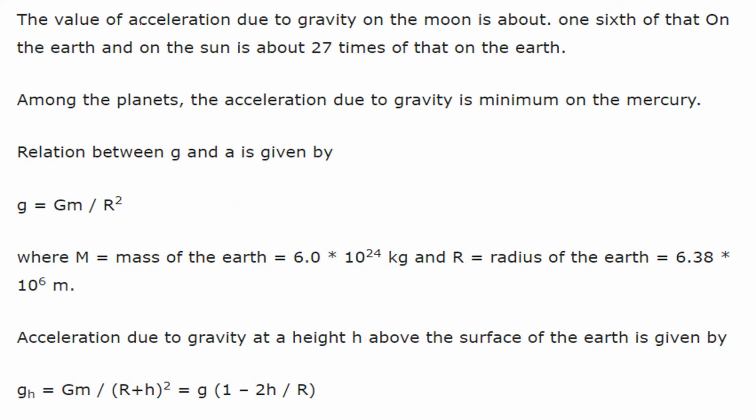The value of acceleration due to gravity on the moon is 1/6 of the g of the earth. If you talk about the sun, it is 27 times the gravity on the earth. If you talk about the planets, we know the acceleration due to gravity is minimum on Mercury. There is a relationship between gravity and acceleration.